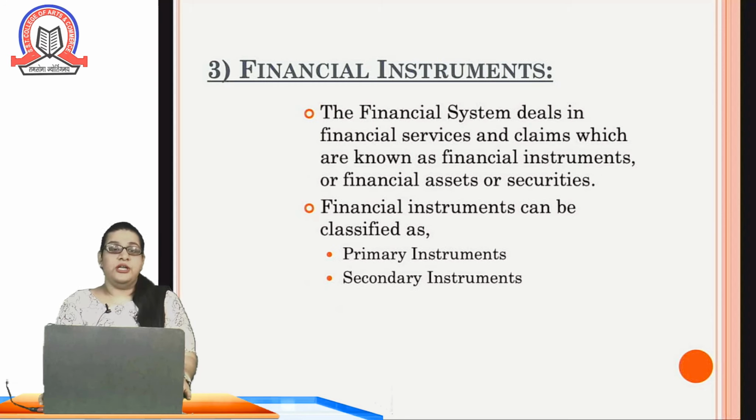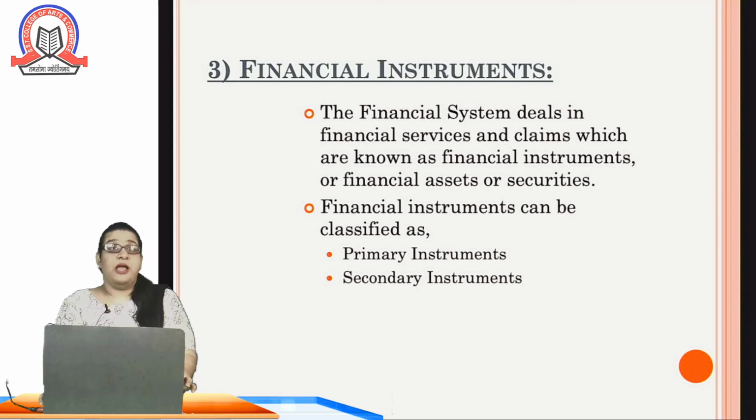Then next component is financial instruments. The financial system deals in financial services and claims which are known as financial instruments, or financial assets, or securities. For example, shares. Shares are financial instruments with the help of which we can save and invest in any company. We can purchase shares or mutual funds. So these are the instruments with the help of which we can save and invest. Financial instruments can be classified into two. First is primary instruments.